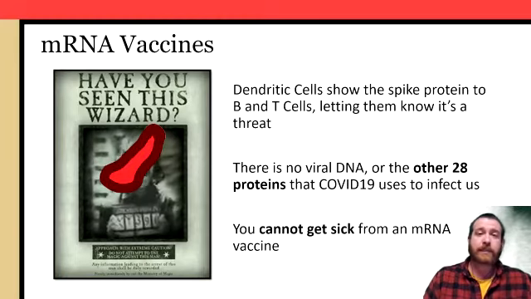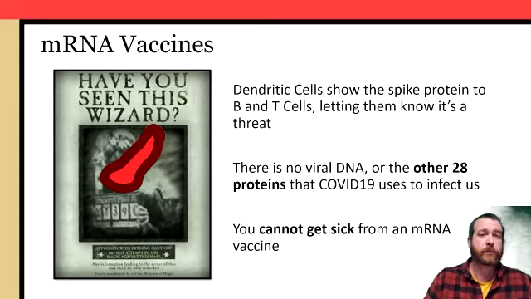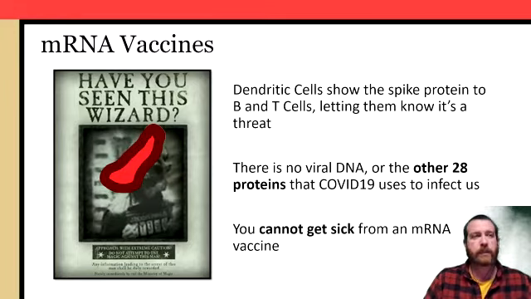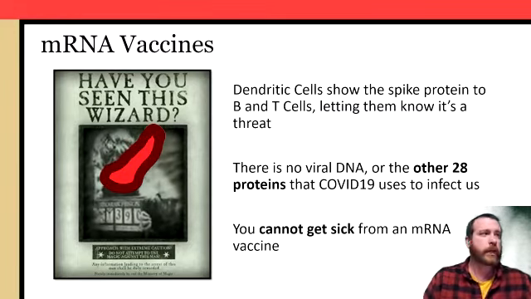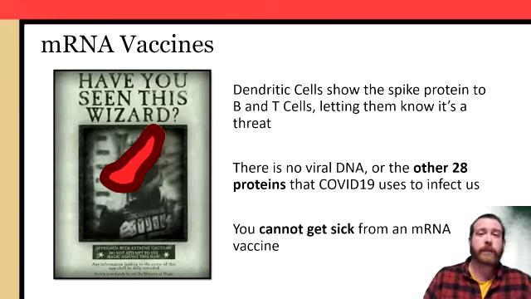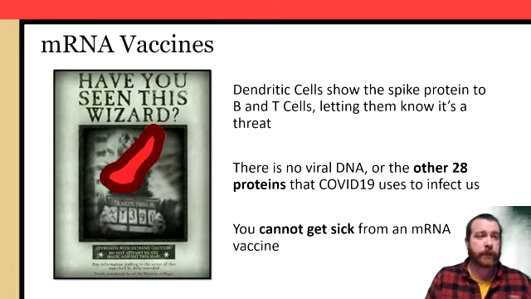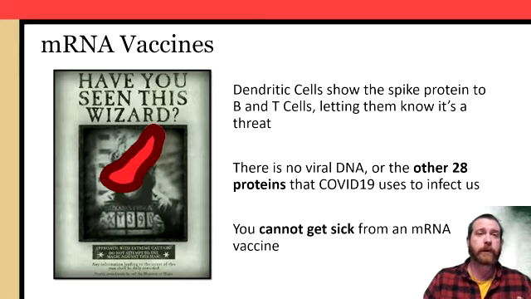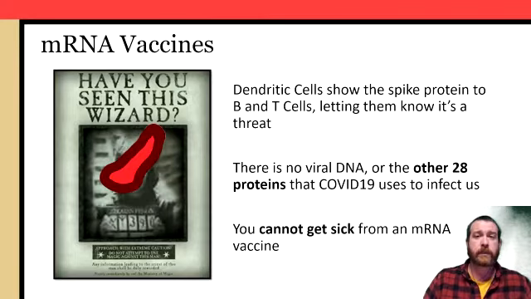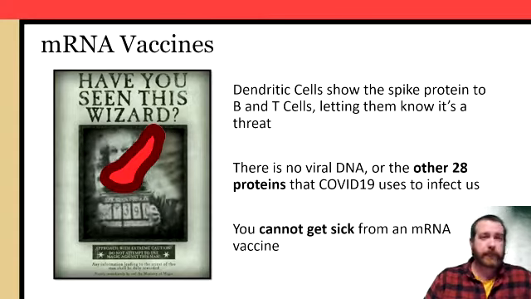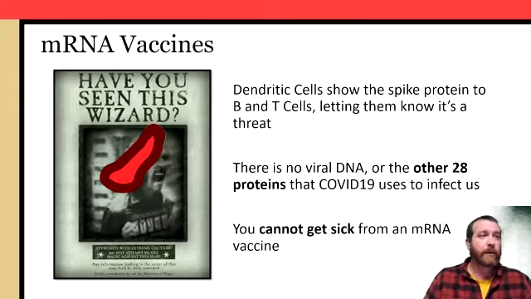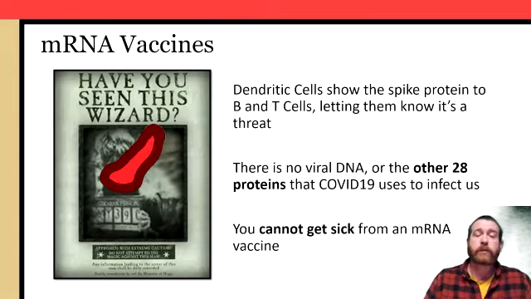This is a nice system because there's no viral DNA, right? This is not like an oral polio shot or attenuated influenza or anything like that. There's no ability for you to become infected by a coronavirus mRNA vaccine. You can't get sick from this. The crumminess you may feel afterwards is purely the inflammation.